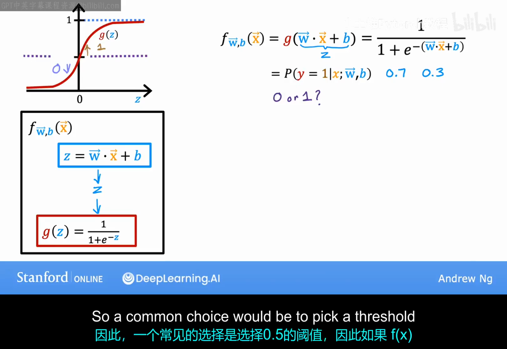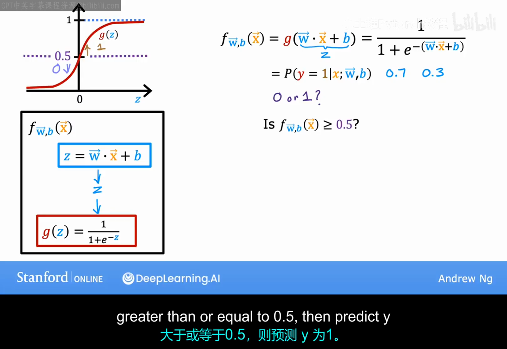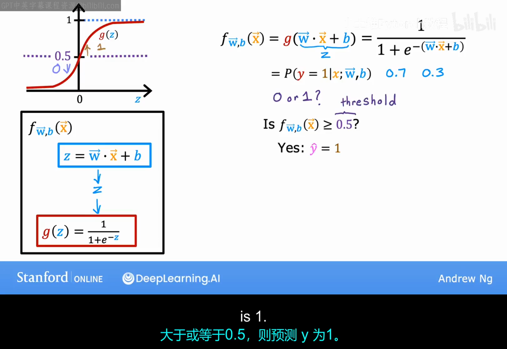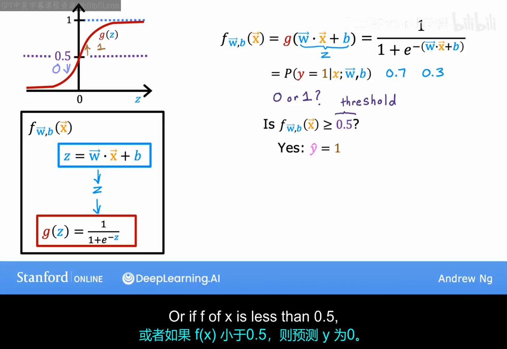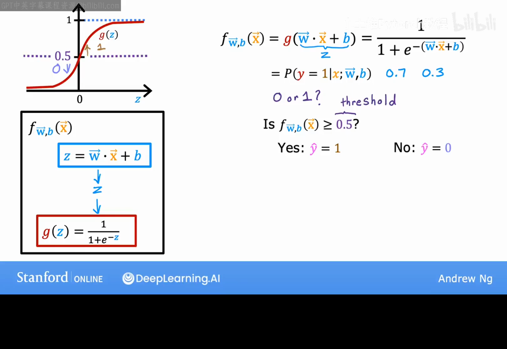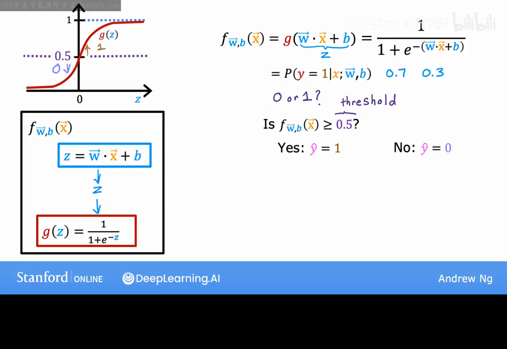So a common choice would be to pick a threshold of 0.5, so that if f of x is greater than or equal to 0.5, then predict y is 1. And we write that prediction as y hat equals 1. Or if f of x is less than 0.5, then predict y is 0. Or in other words, the prediction y hat is equal to 0.